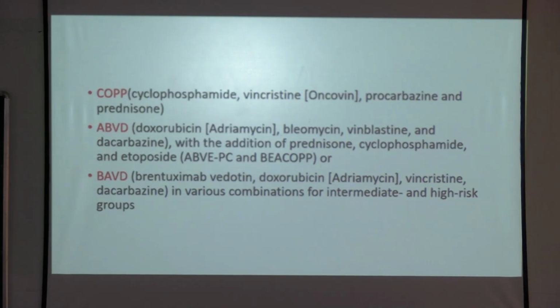Another is BAVD: Brentuximab, adriamycin, vincristine and dacarbazine. Now, this drug Brentuximab Vedotin is a novel drug. It acts against CD30. This is an anti-CD30 monoclonal antibody. So it will be helpful in killing the classic variety that is CD30 positive. So this Brentuximab Vedotin is a novel therapy for the classic variety of Hodgkin's lymphoma.